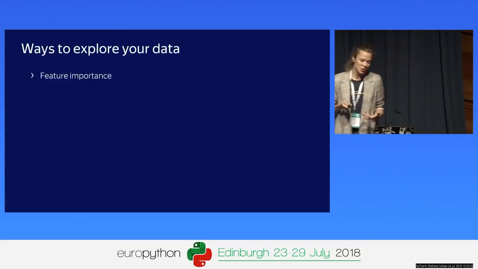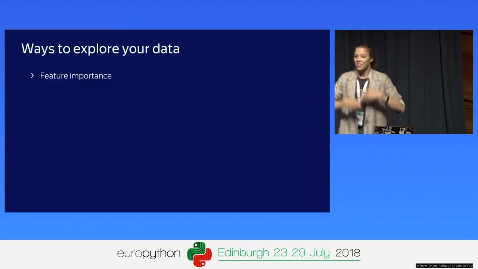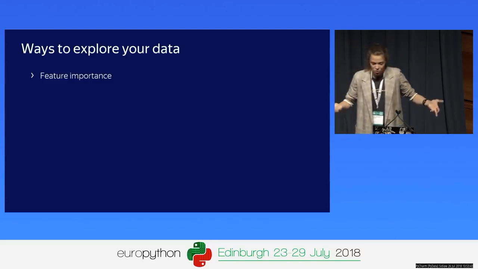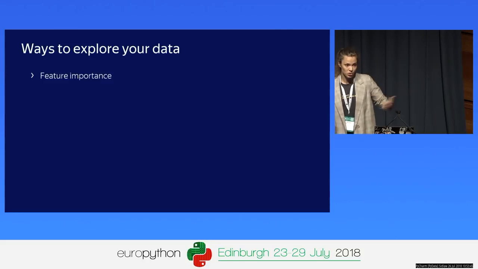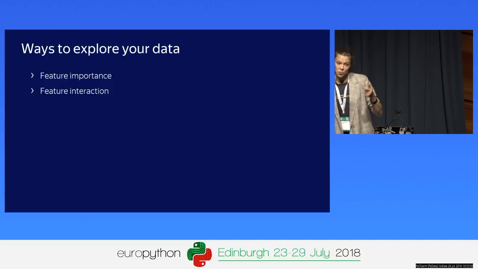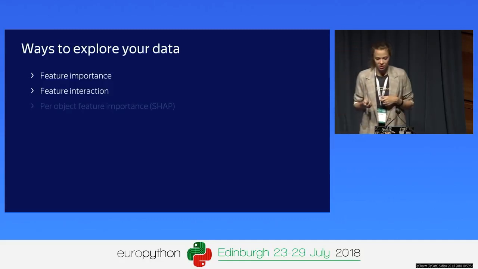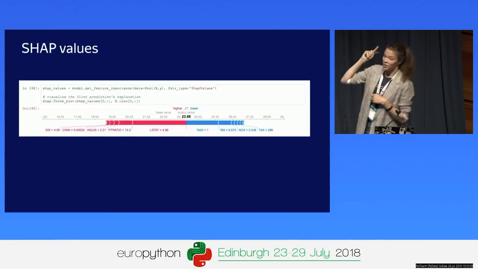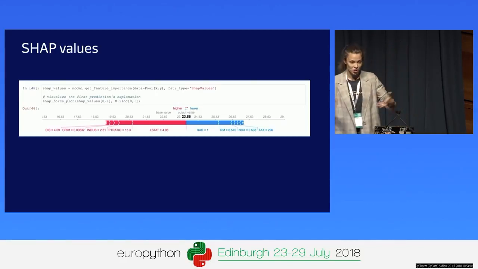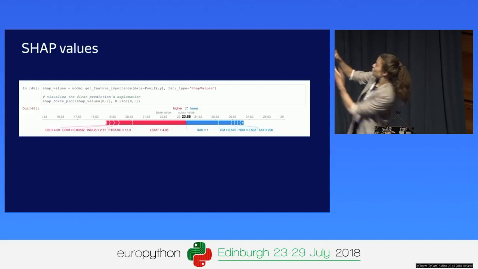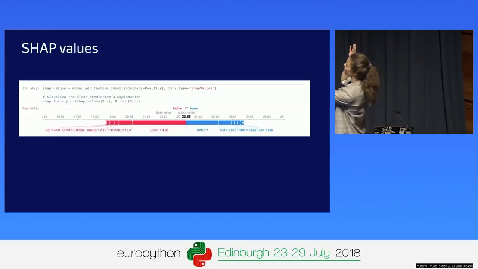Also, I wanted to mention a few other things, and that is how to explore your model. If you want to understand what your model is doing, you need to look at feature importances, so which features are the most important ones. You can look at feature interaction, which pairs of features work really well together. There is also per object feature importance. For this object, which features are the most important? For that, we are using the SHAP values, and there is a SHAP library that shows the visualization for that.